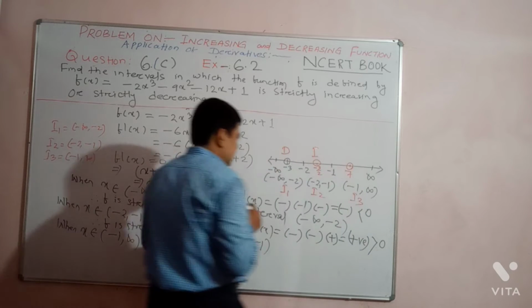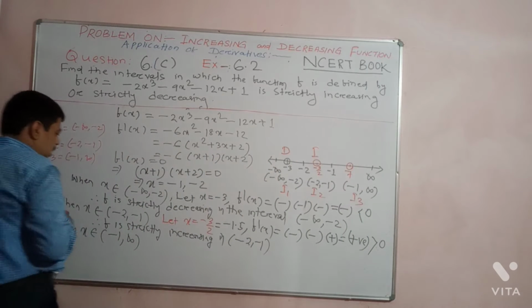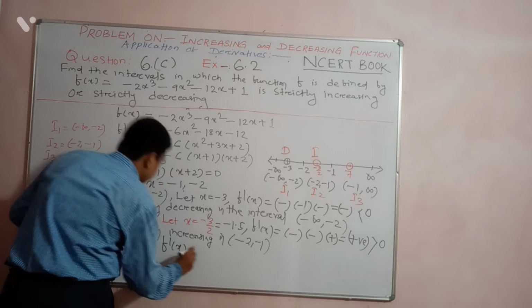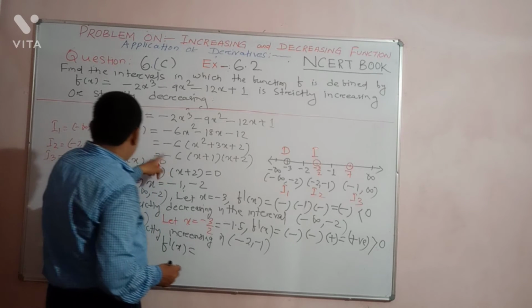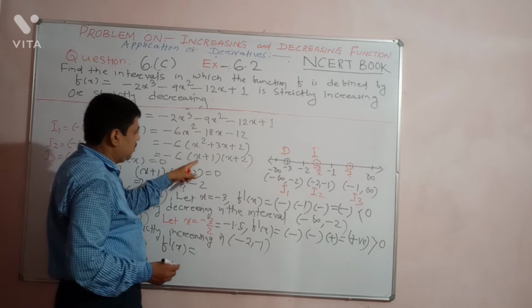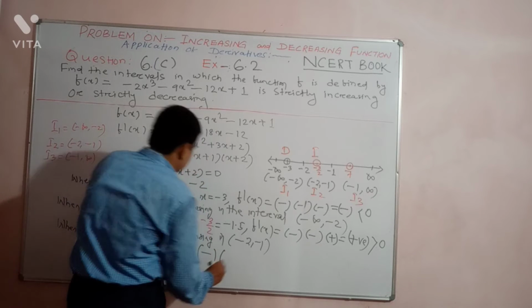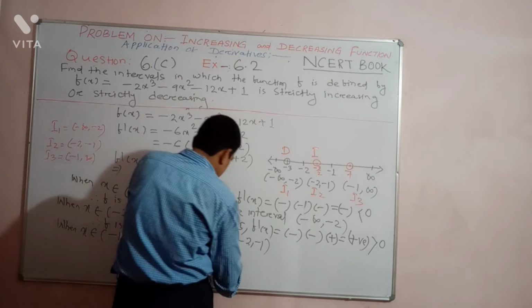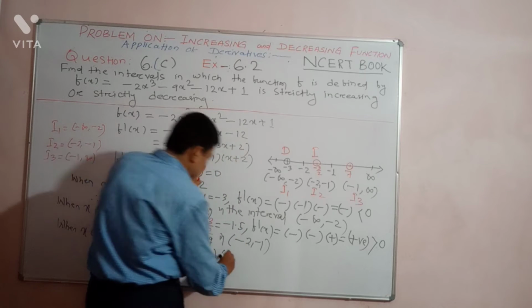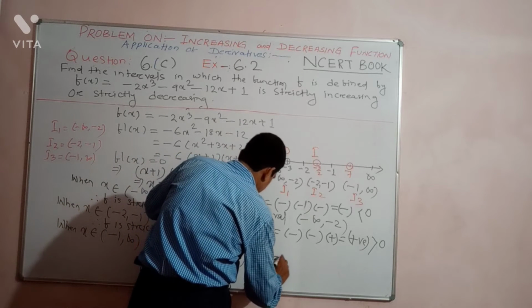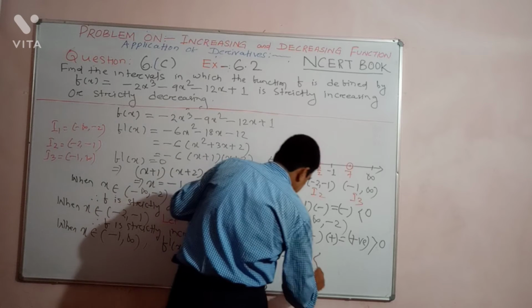Let us take 7. Now you are getting f dash x. F dash x is equal to minus 6 whole into x plus 1 whole into x plus 2. Here the minus sign is negative. Again 7 plus 1 is positive, and here 7 plus 2 is positive. It means the overall sign is negative. Negative means less than 0.